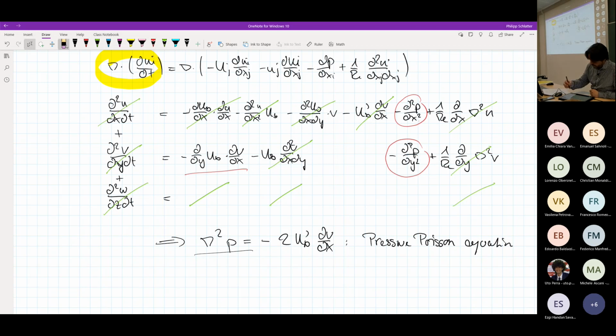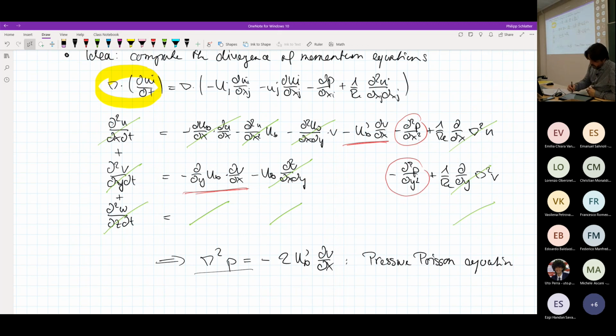And of course, I made one mistake. This one should, of course, not stay. This one should stay, because those are the two terms that make it together. So even the pressure term of the W component will stay there.